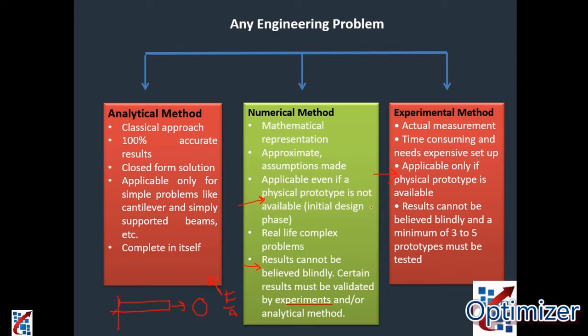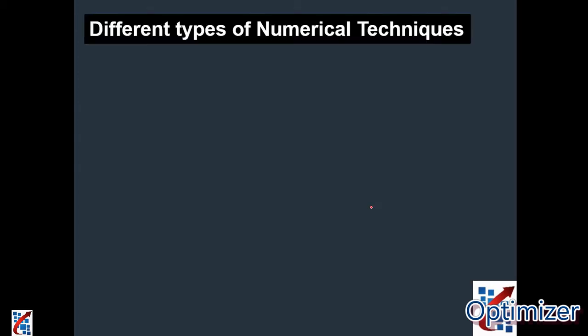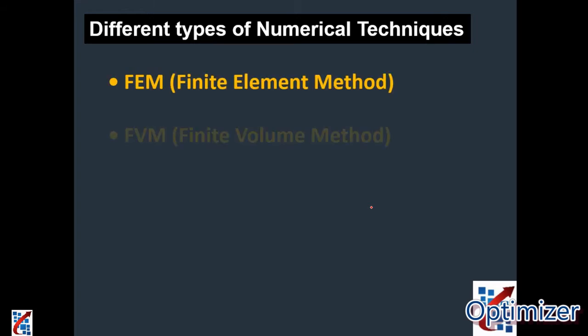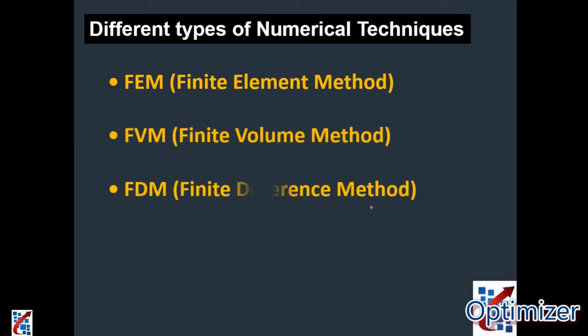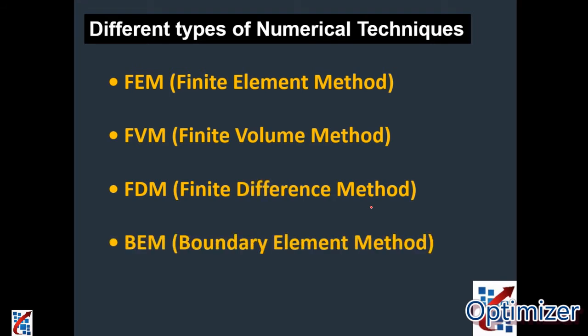Okay, now let us move to the next. What are the different types of numerical techniques? The first one is FEM. FEM stands for finite element method. FVM, that is finite volume method. FDM, that is finite difference method, and the last one is BEM, that is boundary element method. These are some numerical techniques on the basis of which the CAE software is formed or created. So let us discuss this technique one by one.